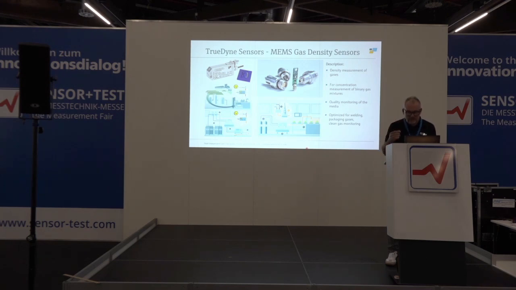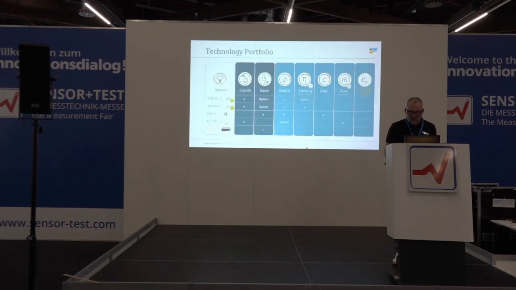Good. So, concentration of binary mixtures, for example, for protective gases, or in the food industry, if they have a mixture of nitrogen and CO2, or for welding protection gases, and so on. So that's our sensor portfolio. You will see it at the booth. So we have different sensors for different applications, measuring liquid or gases, density, viscosity, and of course also flow. And the talk today will be about flow.